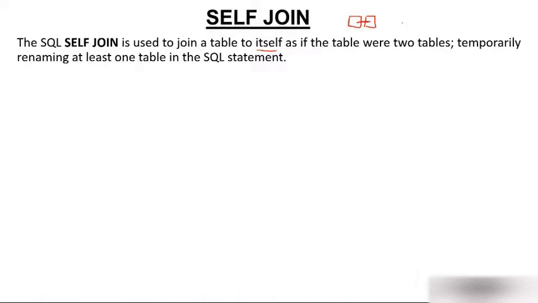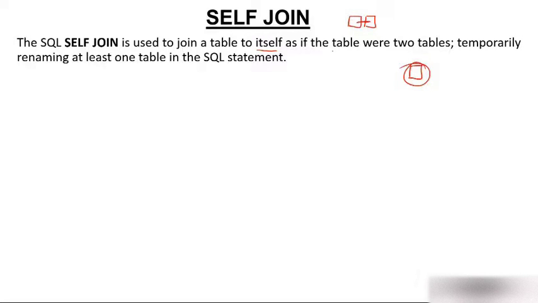Fine. Previously, for joining, we needed two tables. In order to join, what do we need? We need at least two tables. But then what is self join? We are joining a table with itself. With itself. This means what? Let's see how we can join a table with itself.